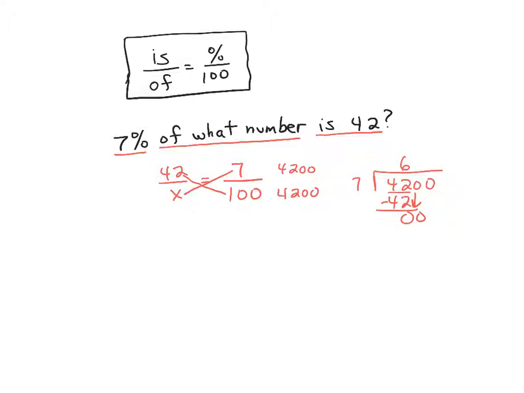Remember, I still have 2 more place values that I need to fill. So 7 goes into 0 0 times, 7 times 0 is 0. I subtract, I get 0. I bring down that last 0. 7 goes into 0 0 times. I get 0 when I multiply. So the answer to this is 600. 7% of what number is 42? The answer is 600.